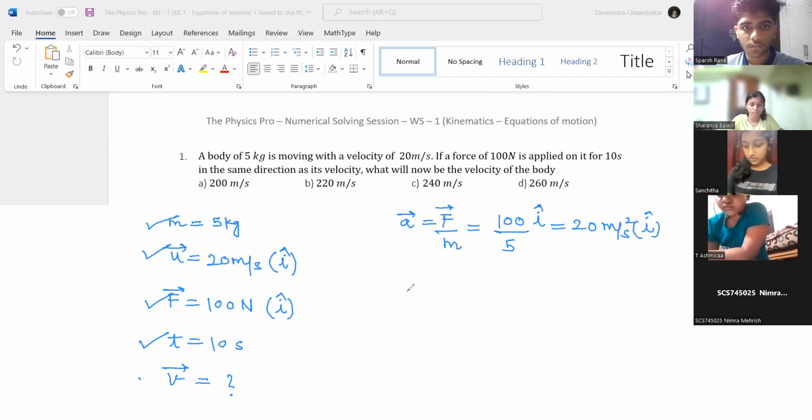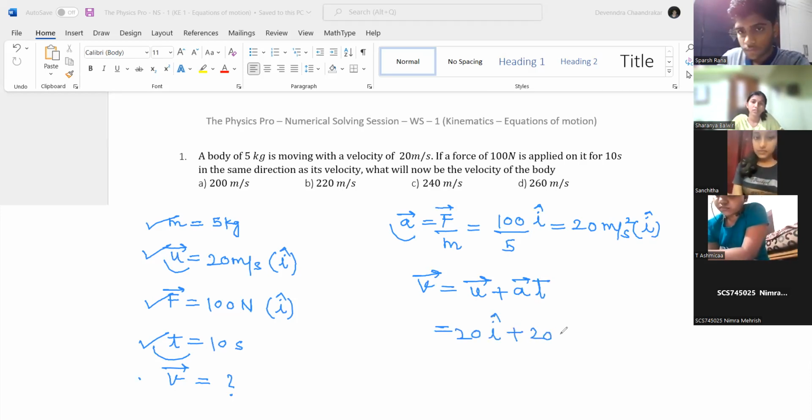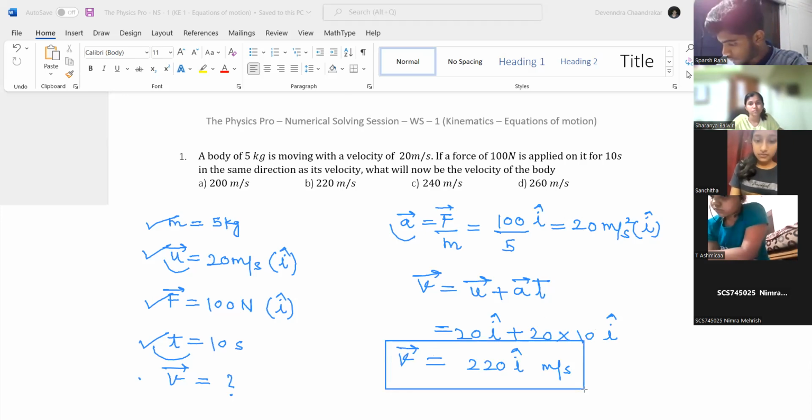All of you understood? Now I know acceleration is constant. I have initial velocity. I have time. Which equation of motion will be valid here? It's V is equal to U plus AT. Understood or not, all of you? So what is U here? U is 20 i cap plus A is what? 20 into T is what? 10 i cap. And from here we get 220 i cap meters per second. So both the initial and final velocities are along the same direction.